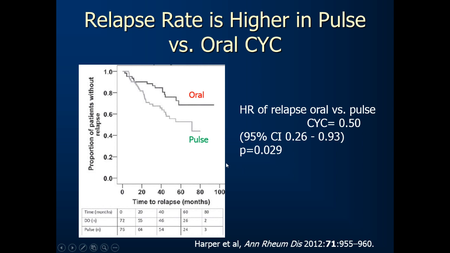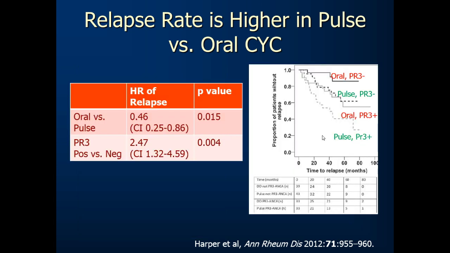It might be related to the dosing, because they do receive a lower cumulative dose. But the hazard ratio of relapse in the oral group was actually 0.5 and was statistically significant as well. And so this is why most, if they're treated with cyclophosphamide, are being treated with oral therapy. There's really not a difference in onset of effect. Usually you see some response to therapy starting within 2 weeks, whether it's oral or IV.